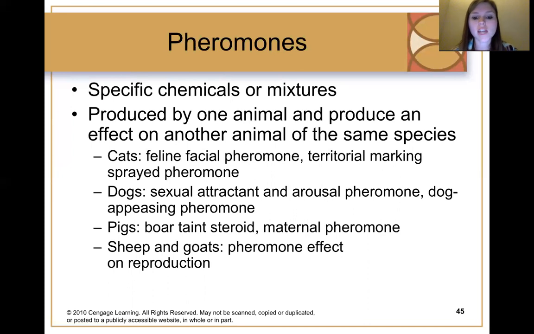Dogs have pheromones that are used as a sexual attractant and arousal pheromone, and then dog appeasing pheromone. Pigs have what's called boar taint steroid, so that's why typically boars are castrated and turned into barrows, because boar taint can really affect meat quality and it smells really, really bad. They also have a maternal pheromone, and then sheep and goats have the pheromone effect on reproduction.